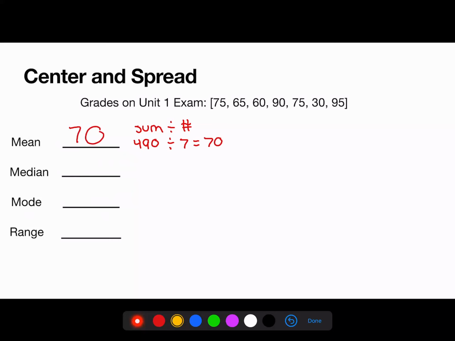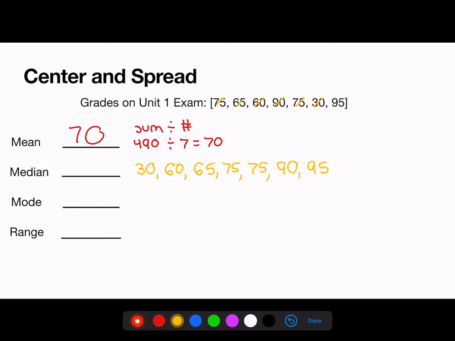To find the median, we have to order the data set from least to greatest. It may help to cross off numbers to avoid confusion. 30 is first, then 60, 65 and 75, 75 and 90, then 95.